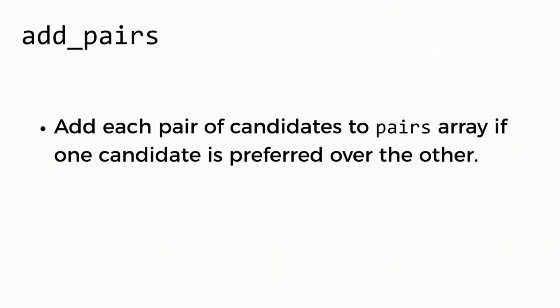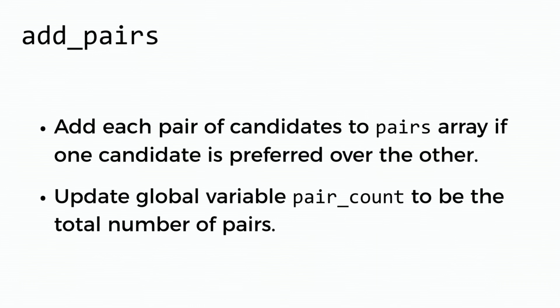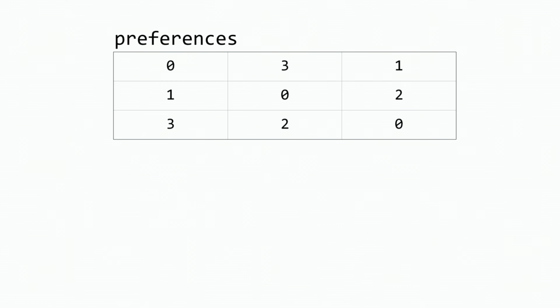You'll also want to, in this function, update the global variable called pair_count to represent the total number of pairs that you currently have in the election. That way we have an accurate count of the number of pairs to use potentially later in this algorithm. What might this look like?